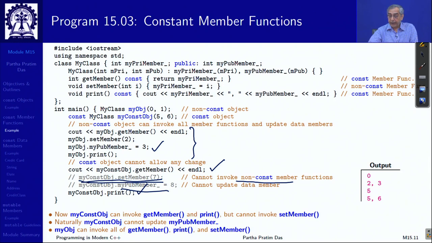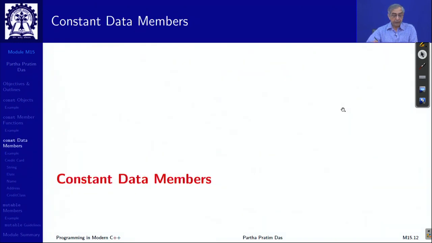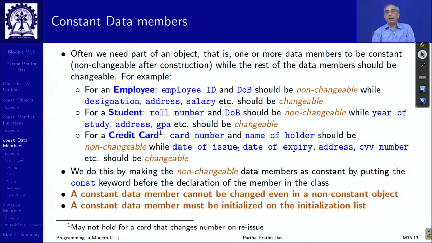So, by combining the constness of the data member, the constness of the object and the constness of the member function, we can easily invoke any member function. Now, let us see what happens with the data members. If I make an object constant, then the entire object is constant, but oftentimes I have designs of classes where only a part is constant. For example, several examples can be constructed. Here is an employee. Employee's ID is not expected to change. Right? Employee's date of birth certainly cannot change.